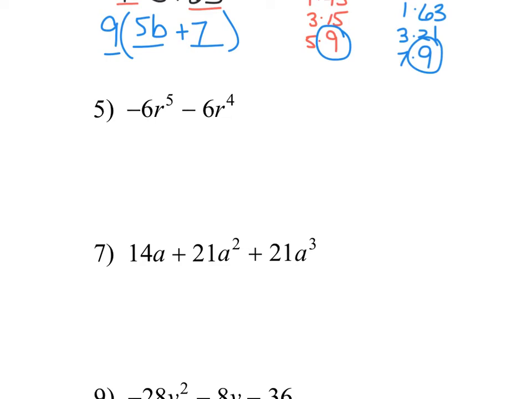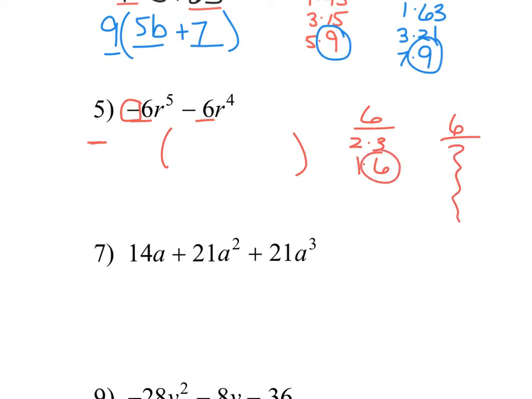Let's look at number 5. This isn't going to happen too terribly often, but anytime there's a negative in the front, go ahead and take out a negative GCF. So I'm going to open up my parentheses, and I know whatever I take out is going to be negative. The factors of 6 and 6 are the same list, 2 and 3, 1 and 6, so the biggest number in that list is 6. Then the lowest degree variable is what they will share.